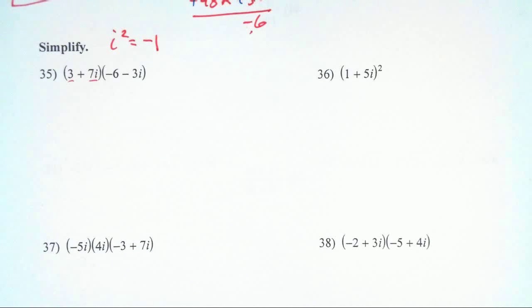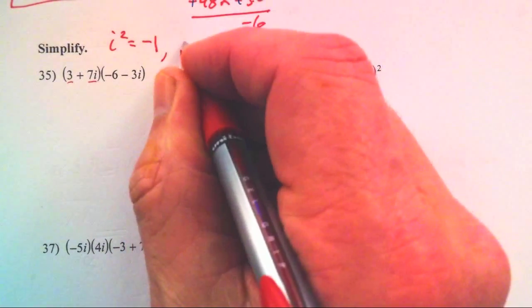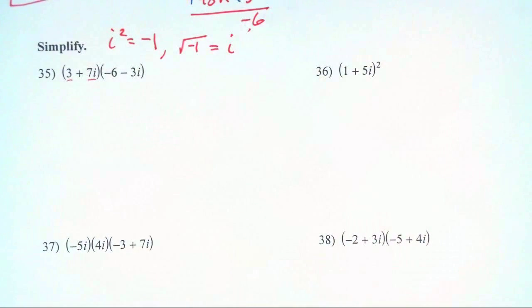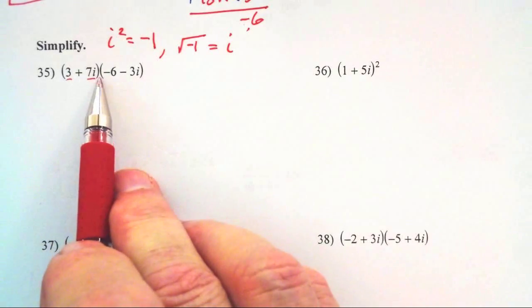They are actually used in electronics quite a bit. Imaginary numbers are in circuits. Okay, that means that the square root of negative 1 would be i. So, simplify this. Hey, this is a multiplication problem.